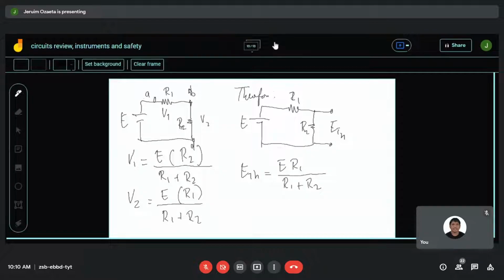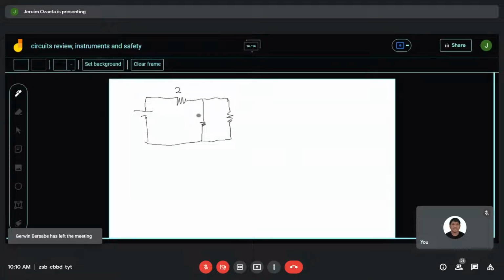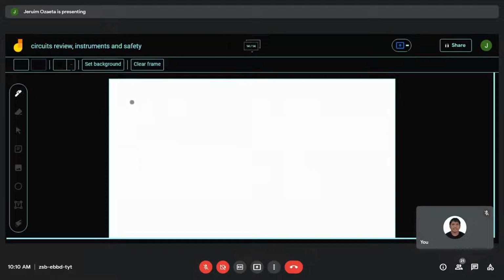Okay. Let's say that this is 2 ohms, 3 ohms, 4 ohms. It says 9 volts. How much current? It's not easy yet.